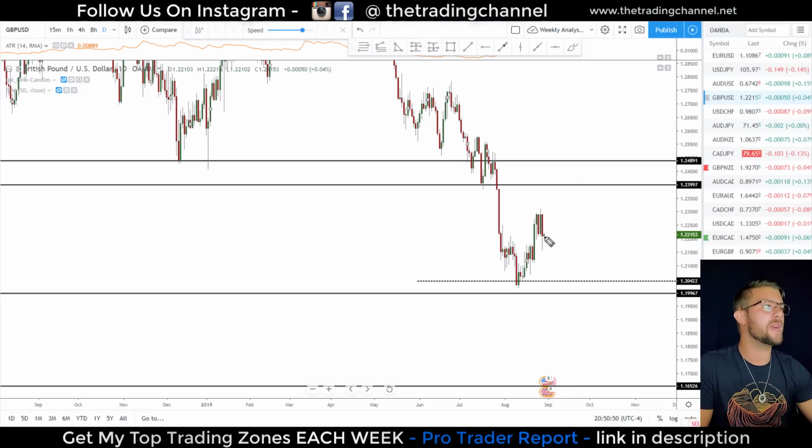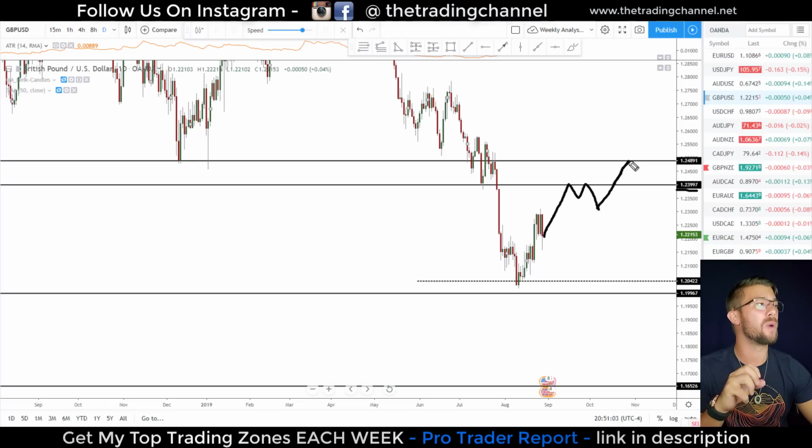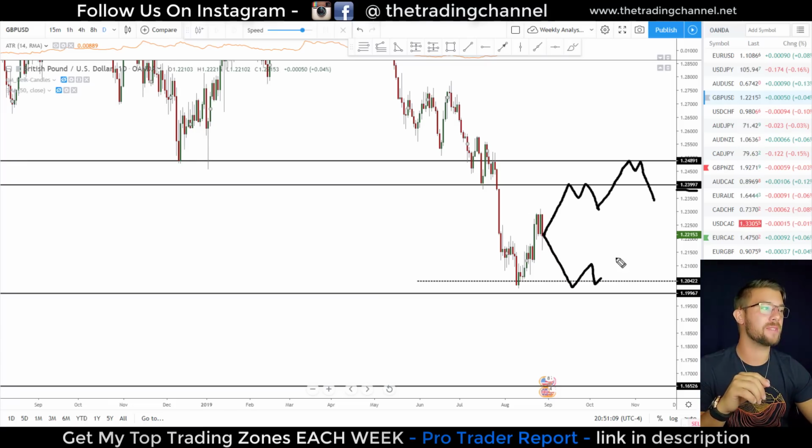On the pound dollar, I'll be waiting to see if this market can make it up to around the 1.2399 level. If it does, I'll be looking for possible shorting opportunities on lower time frames. If this market pushes above that area, I'll be looking for possible shorting opportunities around 1.2489. And if we push lower, I'll be looking for possible long opportunities out of this zone once more.